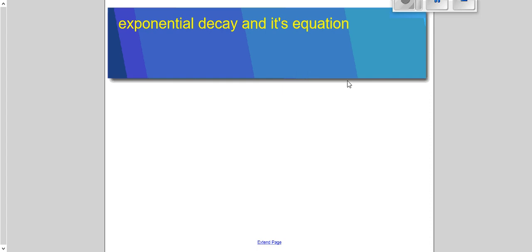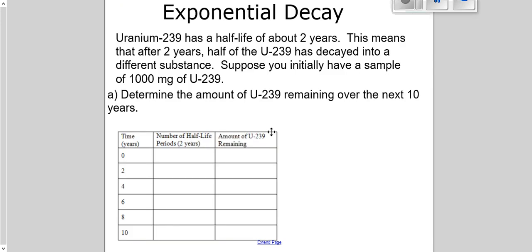Now let's take a look at exponential decay and the equation that goes with that. And what you're going to notice is that exponential decay actually doesn't differ a whole lot from exponential growth. So for example, let's say we have uranium-239, and we know that it has a half-life of about 2 years.